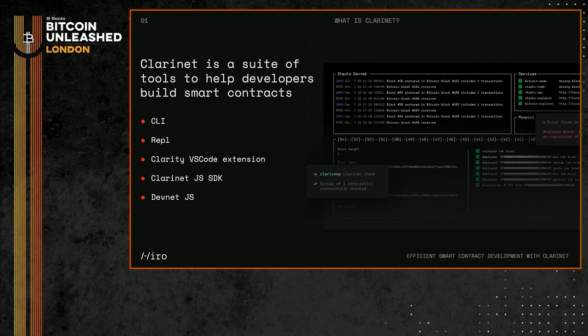We will talk a bit about the Clarinet SDK as well, the JS SDK. This is new. The V1 was released a week ago, or 10 days ago. This is used to communicate with the SIMnet, a simulated network that will simulate the Stacks blockchain, but in a very lightweight version. And then there is DevNet.js, which allows us to do integration testing on the blockchain. We might not talk a lot about that today.